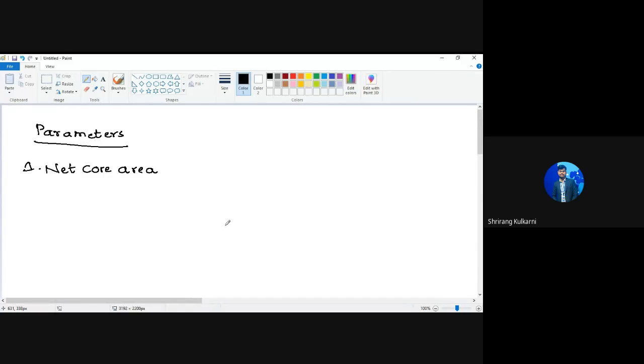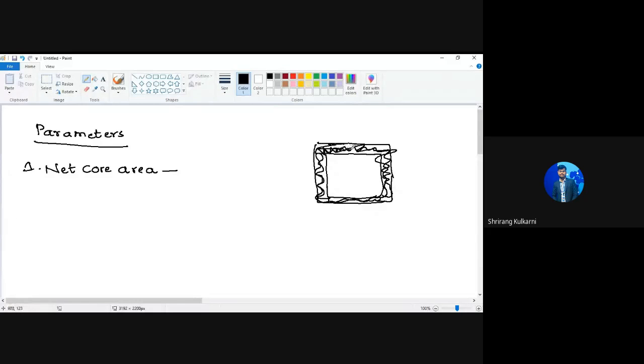So net core area. What is that net core area? It is the area of core excluding lamination. Where we have the laminations. So think that it is the core part we have. On that core, there is a lamination, right? It is made up of thin sheets. Core is made up of thin sheets here.